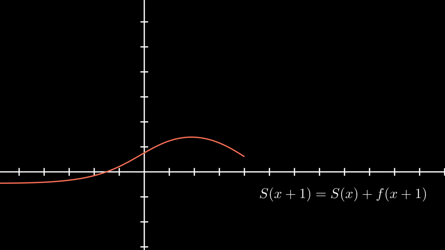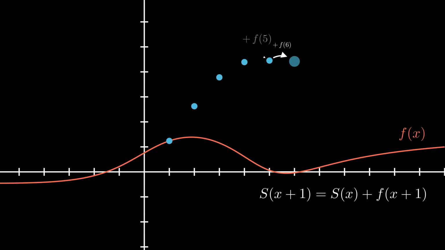So with nothing other than the starting point that s of 1 equals f of 1, we can use this formula to determine all the points of s. To get s of 2, we just add f of 2. Then to get s of 3, add f of 3 to that. And we can continue this as far as we want.